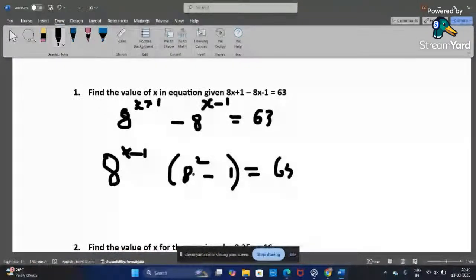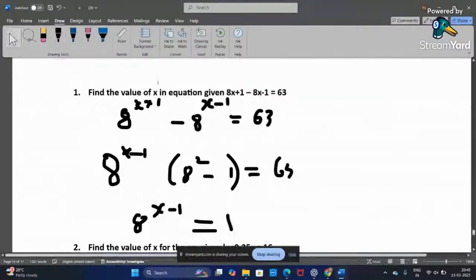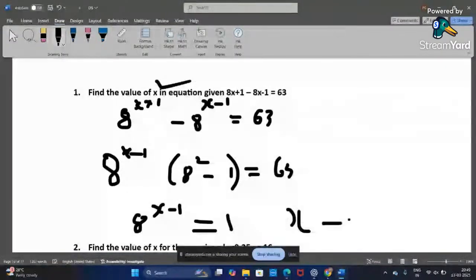8 eights are 64. 64 minus 1 is 63. Yes, right? So here 8 to the power x minus 1 equals 1. Any doubt till here? Next we need to find the x value here. So x minus 1 equals 0. So the x value is 1 here.